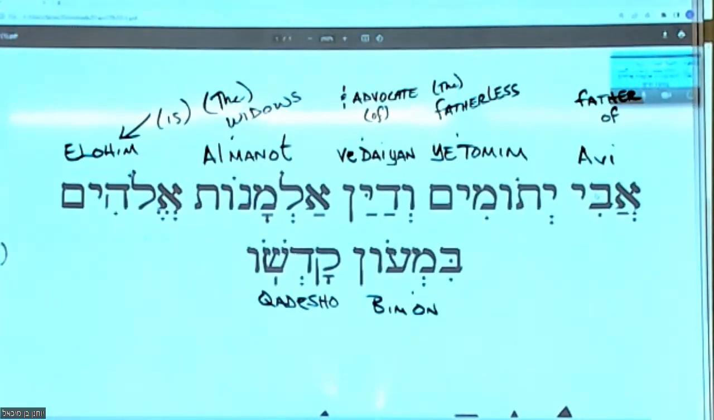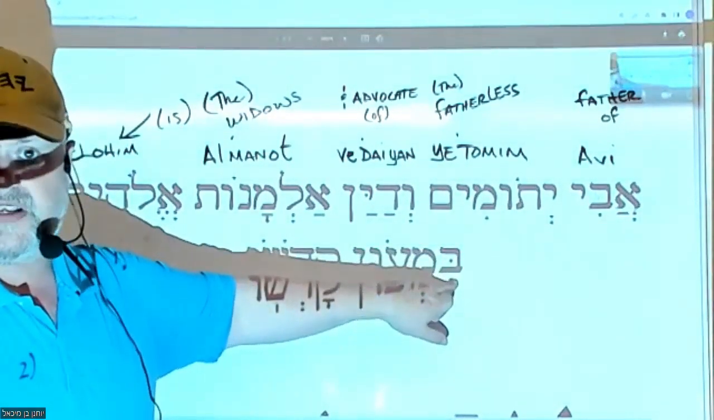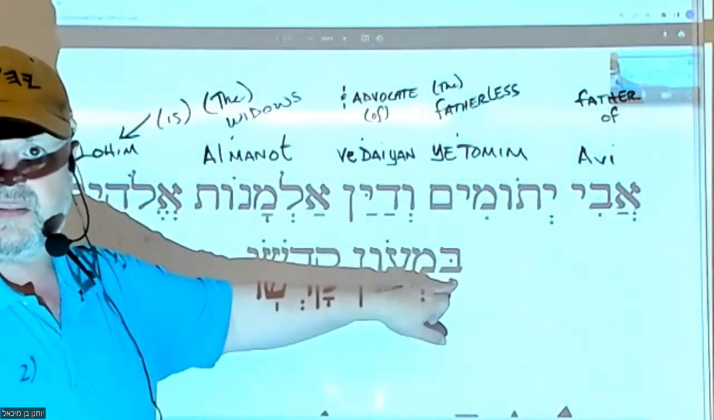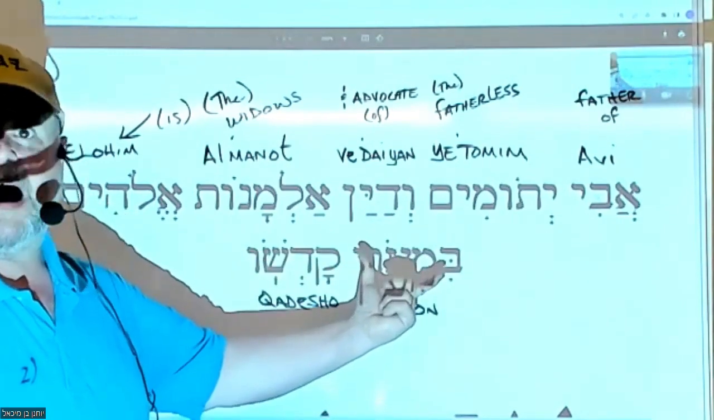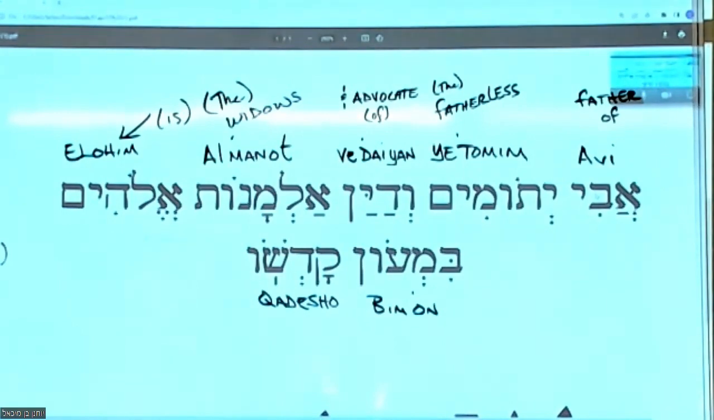The bait is being used as a prefix in this case. So, in. So, what does that leave us with? Maon. The word maon means a dwelling. All right. It means an abode. It means a place of rest. It means a sanctuary. It can mean an asylum.